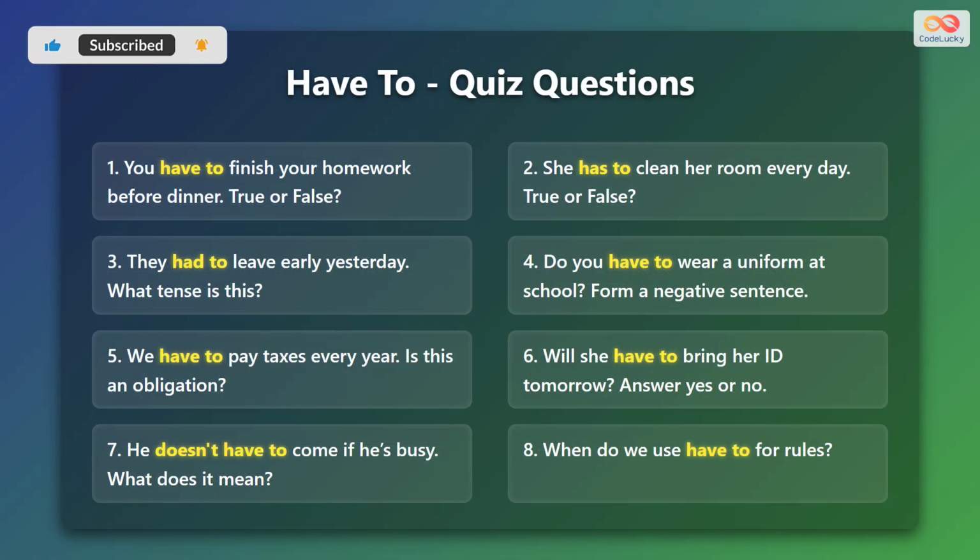Test your understanding with these quiz questions. You have to finish your homework before dinner, true or false. She has to clean her room every day, true or false. They had to leave early yesterday. What tense is this? Do you have to wear a uniform at school? Form a negative sentence.